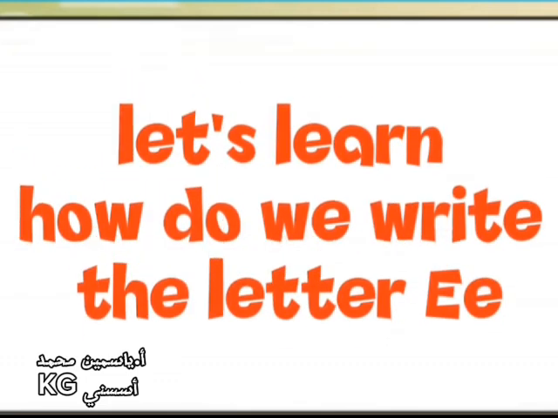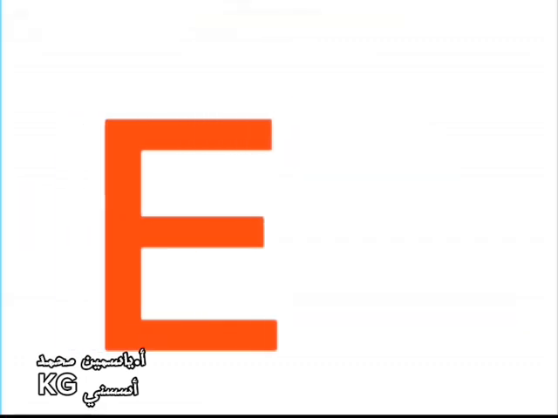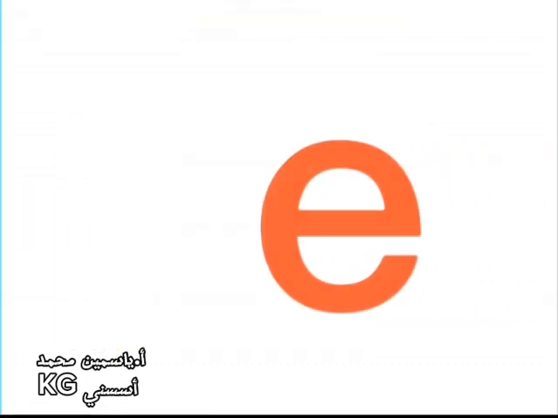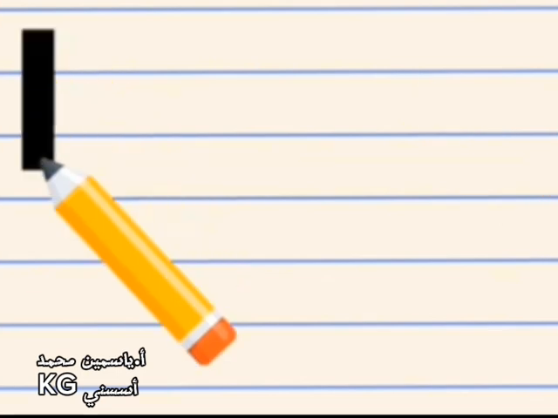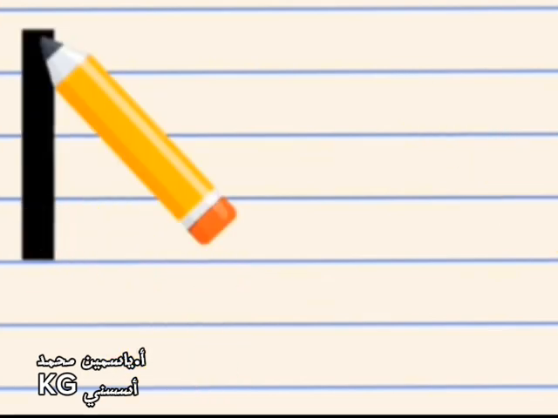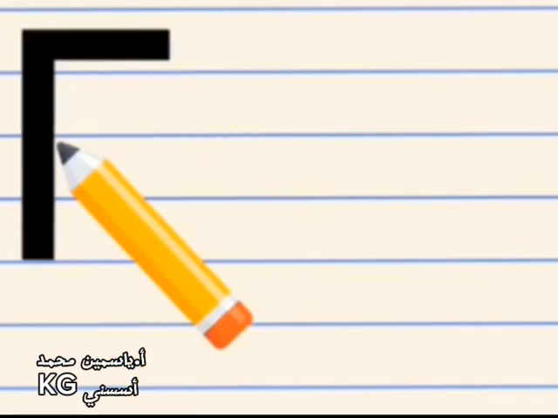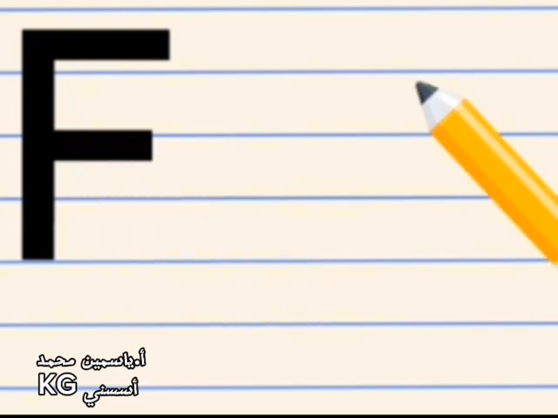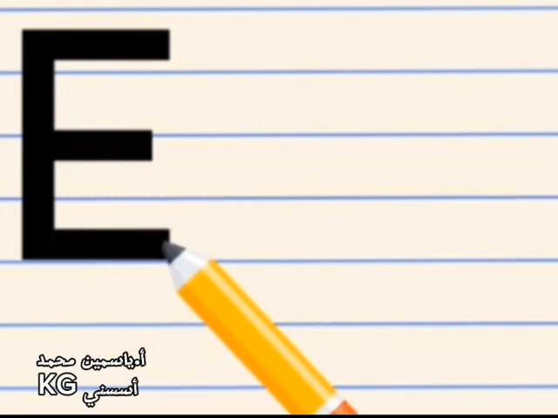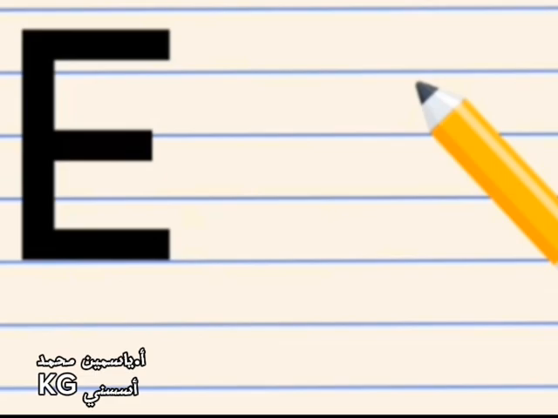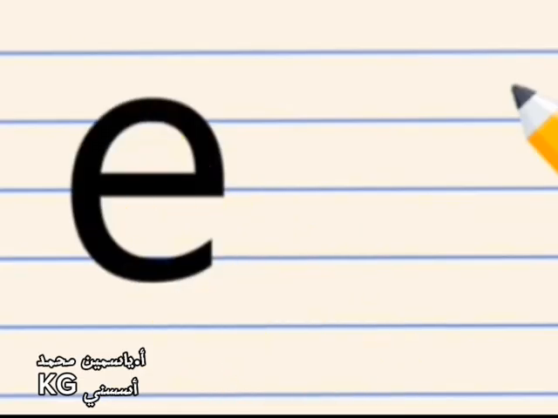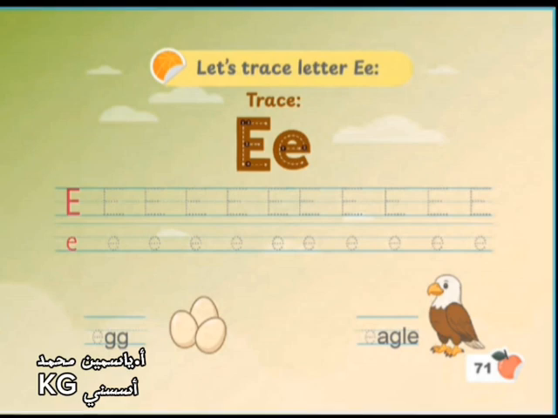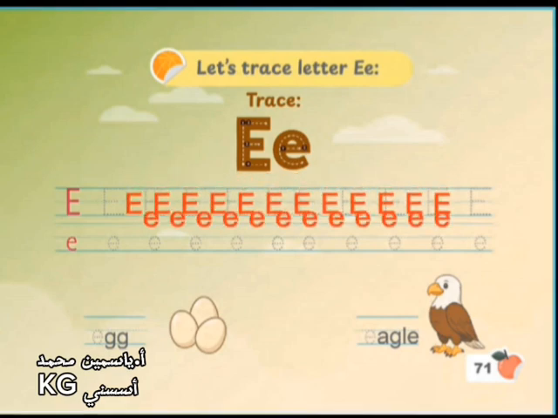Let's learn. How do we write the letter E? Capital E. Small e. Straight line from up to down. Sleeping line at the top. Sleeping line in the middle. Sleeping line at the bottom. Capital E. Sleeping line and semicircle. Small e. Page 71. Let's trace letter E.